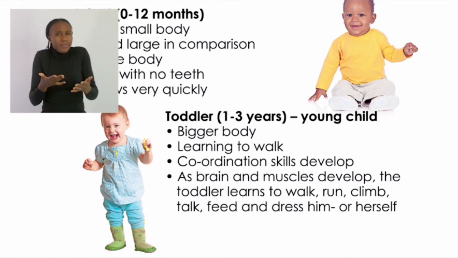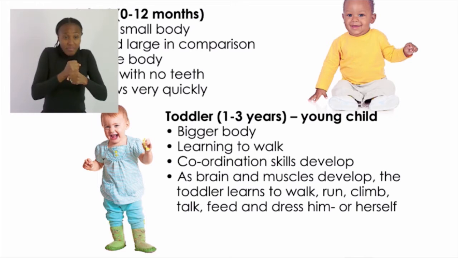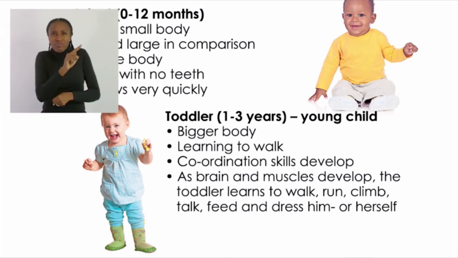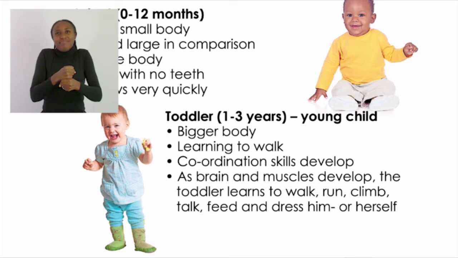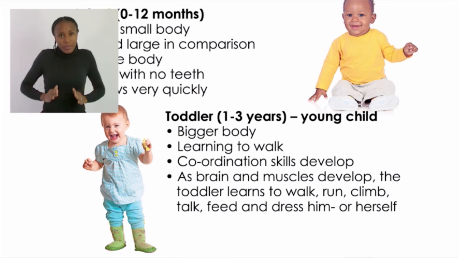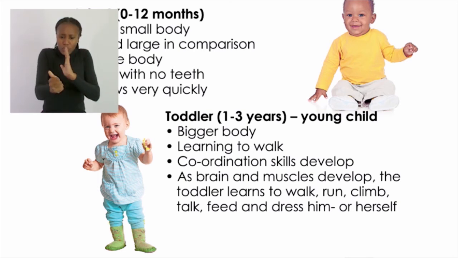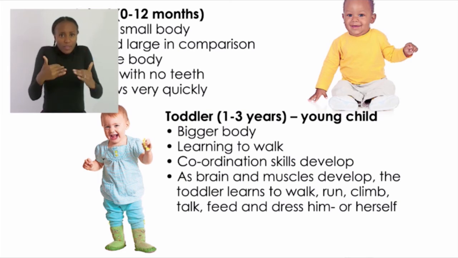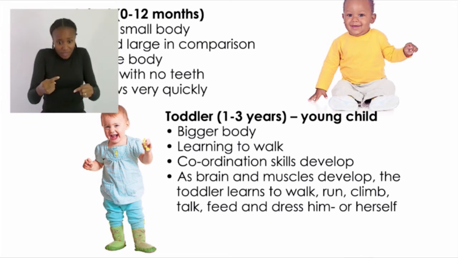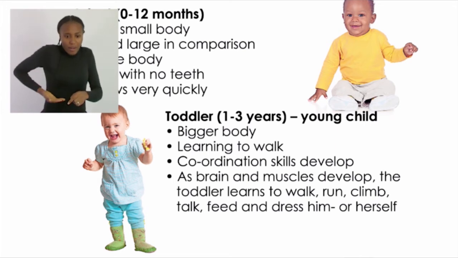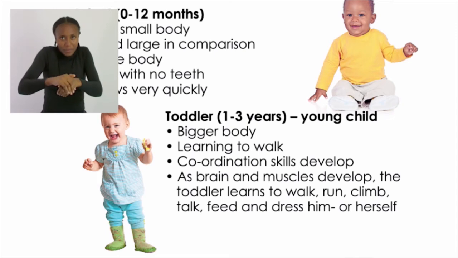First thing is about the ages or years. A toddler should be at the age of 1 to 3. How do they look? Their bodies start to get bigger. They learn how to walk. Their coordination skills develop. It means that they start now to do things by themselves. They know that if I want to walk from here to there, I'll hold on to a chair or a bed or whatever.